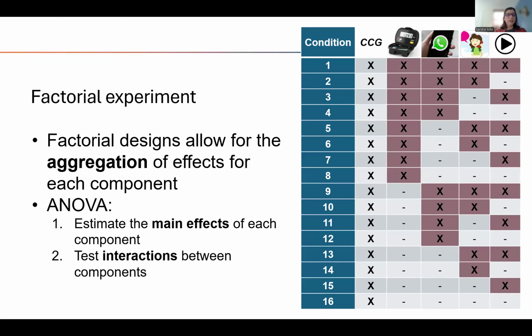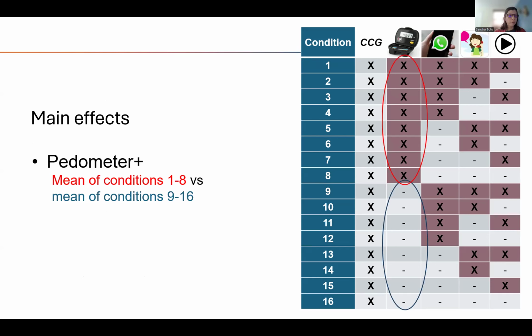So in a factorial experiment, we're able to aggregate the effects of each of the components. This allows us to use ANOVA to test the main effects of each component and test the interactions between the components. For example, if we wanted to see the effect of the pedometer, we could see the effect average across all the levels.